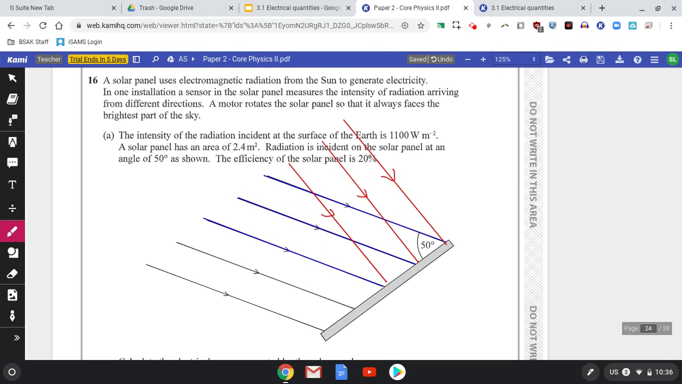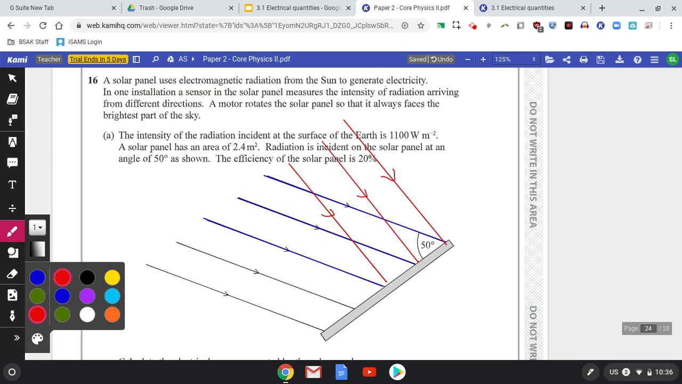So we want the components. We need to resolve, to include a trigonometric factor. Now, is it going to be sine or cos? If the light was coming in at right angles, like the red ones, then this angle would be 90, wouldn't it? If the light was going in that direction, i.e. parallel, then the angle would be 0. So it's going to be sine, isn't it? These rays, the red rays, are going to be sine 50.